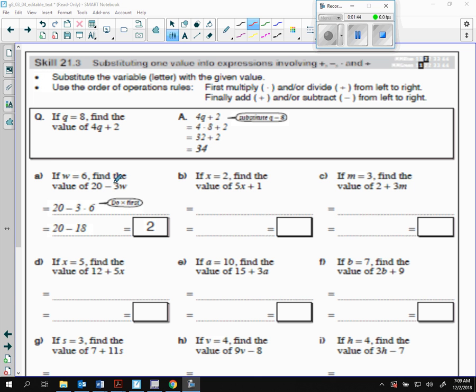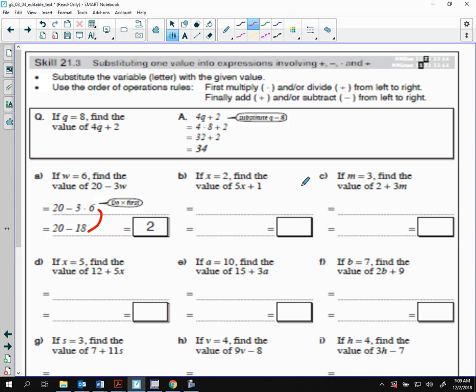So here it's 20 minus 3w. So instead of writing w, you're going to write 20 minus 3 times 6. Then you have to follow PEMDAS, order of operations. So you have to do the 3 times 6 first, because multiplication comes before subtraction. So you do 3 times 6 equals 18, right there. And then 20 minus 18 equals 2.